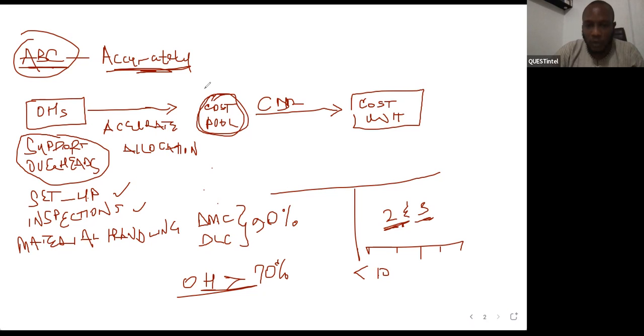So once we've collected the cost, then we'll say, how much of this cost from this cost pool will we be giving to the cost unit? And to arrive at this, we'll use what we call the cost driver rate. Now, if we remember from earlier studies, what is our overhead absorption rate? What's the formula for overhead absorption rate?